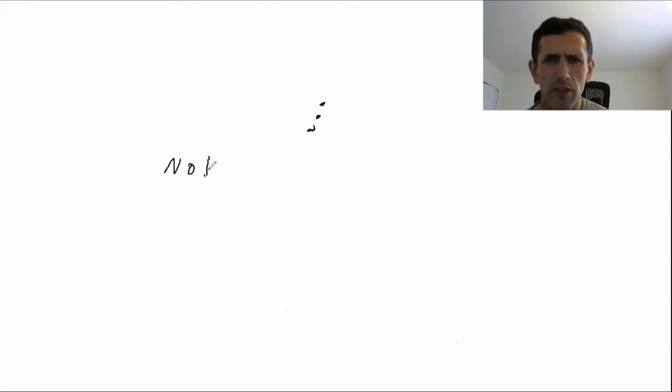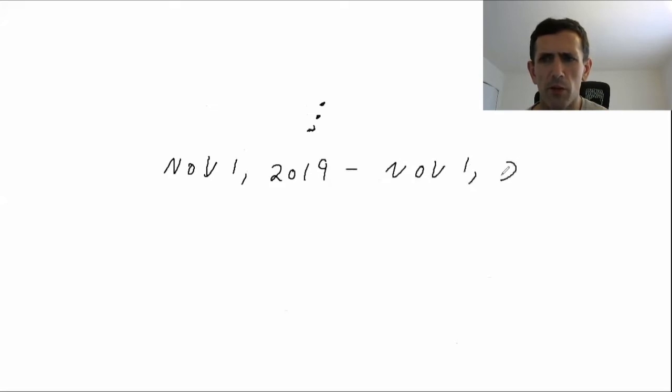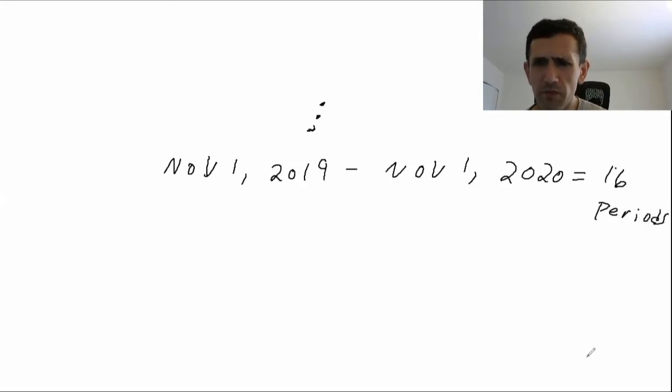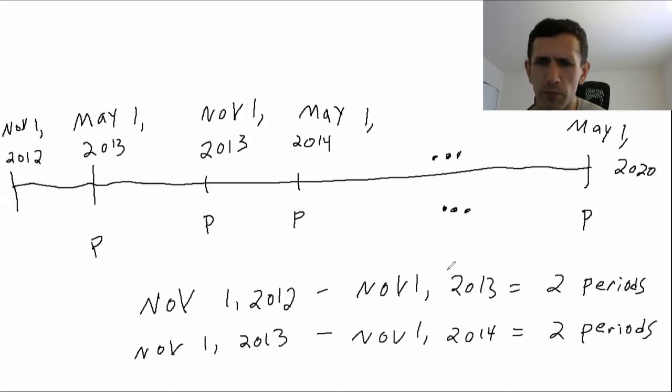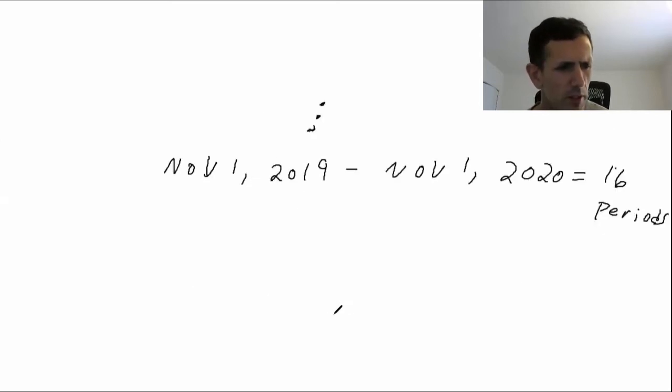So what I mean by that is November 1st, 2019 to November 1st, 2020. Well, that's going to therefore correspond to 16 periods. Right? So 12 to 13 is 2 periods, 13 to 14 is 2 periods. So if we're going from 12 to 20, it's 8 times 2 periods, which is 16 periods.